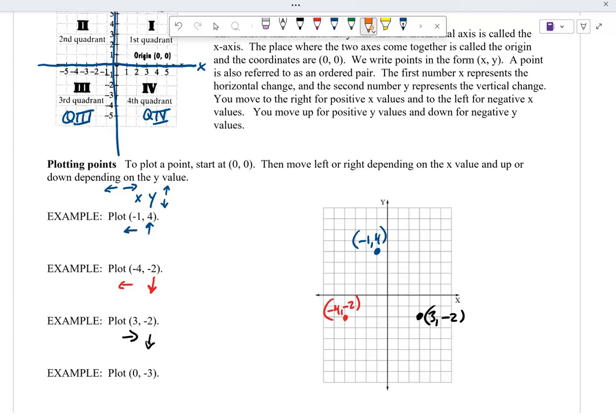So 0 meaning we're not going right or left, right? But we are going to go down 3. So that's right on that y-axis. That (0, -3) is right on that y-axis.